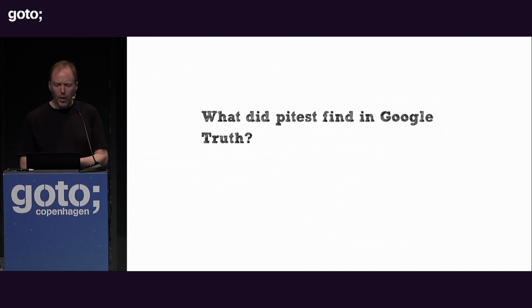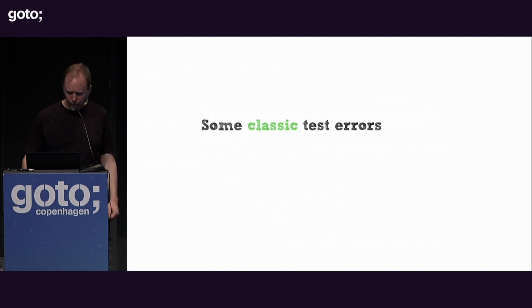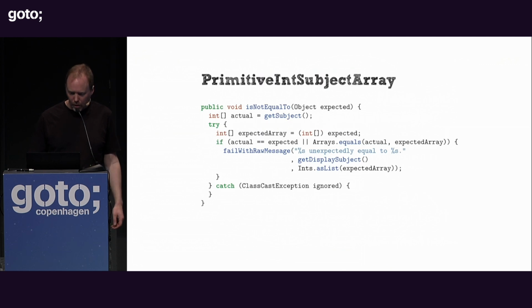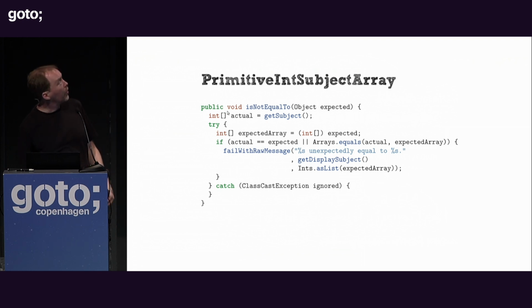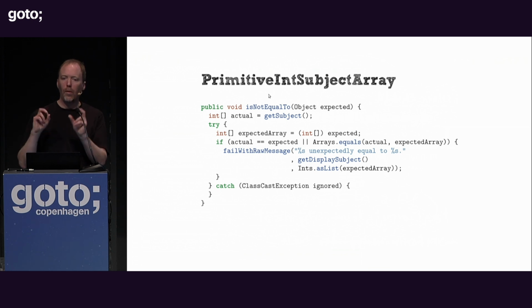So let's see what we found in Google Truth. Well, first of all, some classic test errors. So this is PrimitiveIntArraySubject. I believe it is for comparing two arrays of integers, and in this case, it's meant to throw an assertion error if you say these two things are not equal, and they are. Remember, it's a testing library for writing assertions.